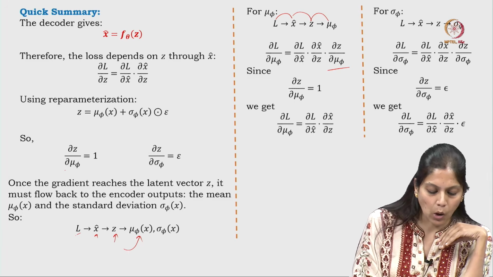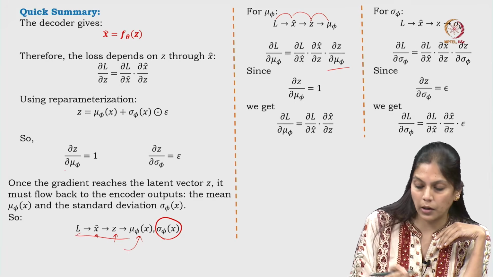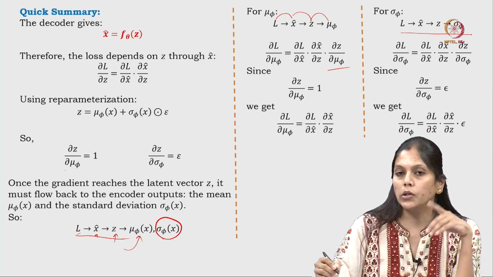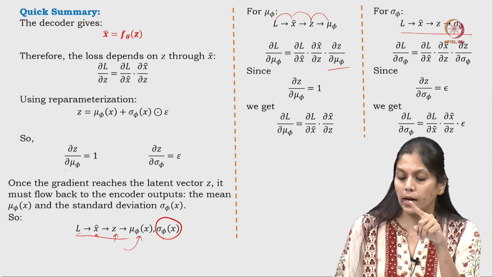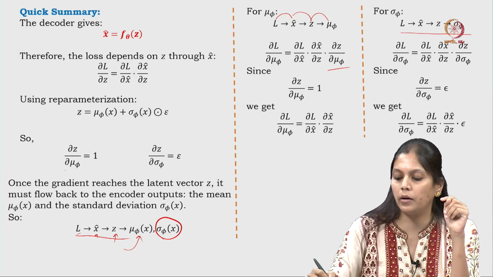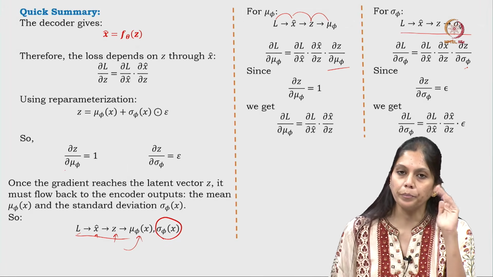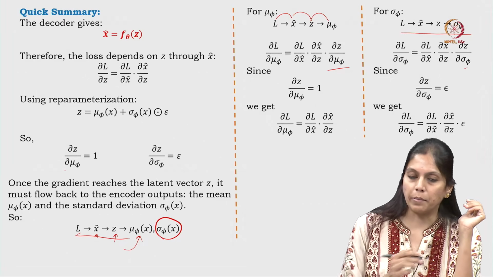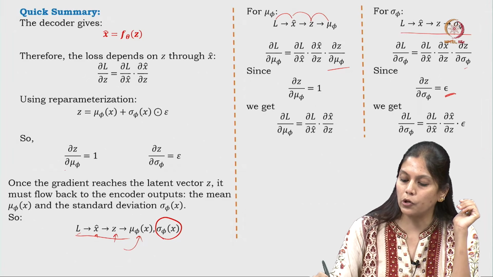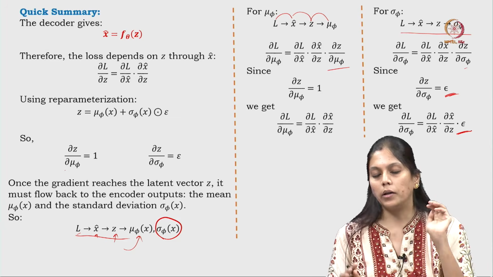So from this, how can you reach this particular one? This is the path. From loss you will reach to x hat, from x hat you will take the derivative with respect to z, and from z with respect to the standard deviation. Sometime back we have seen the value is epsilon. So we have got the value.